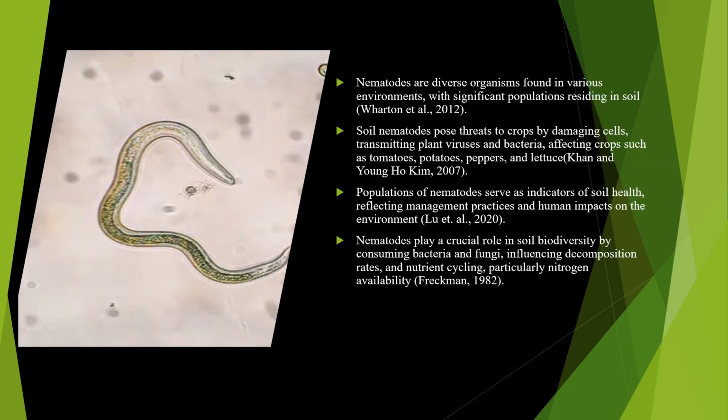Nematodes. Nematodes are diverse organisms found in various environments with significant populations residing in soil. Soil nematodes pose threats to crops by damaging cells and transmitting plant viruses and bacteria, affecting crops such as tomatoes, potatoes, peppers, and lettuce. Populations of nematodes serve as indicators of soil health, reflecting management practices and human impacts on the environment. Nematodes play a crucial role in soil biodiversity by consuming bacteria and fungi, influencing decomposition rates and nutrient cycling, particularly nitrogen availability.